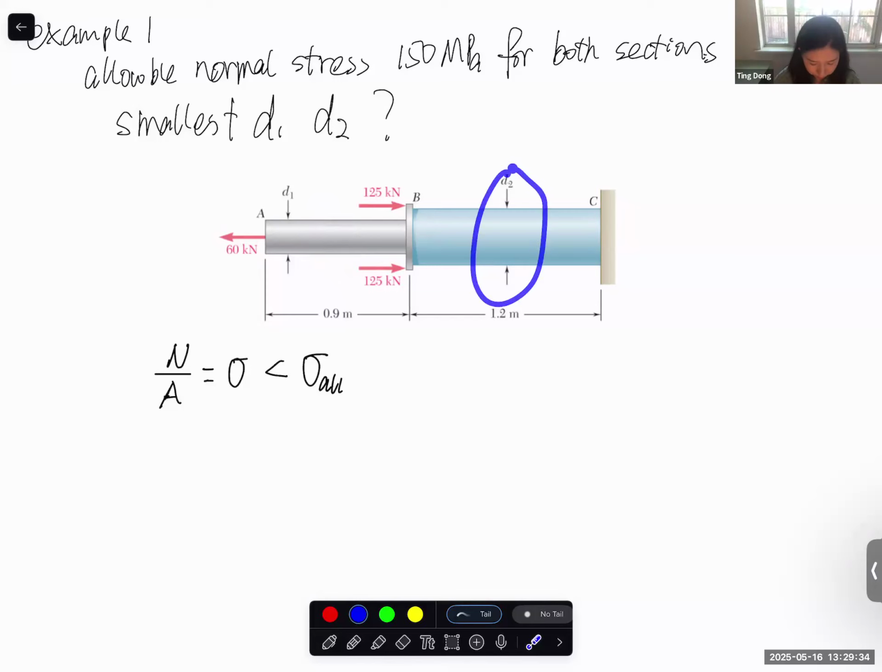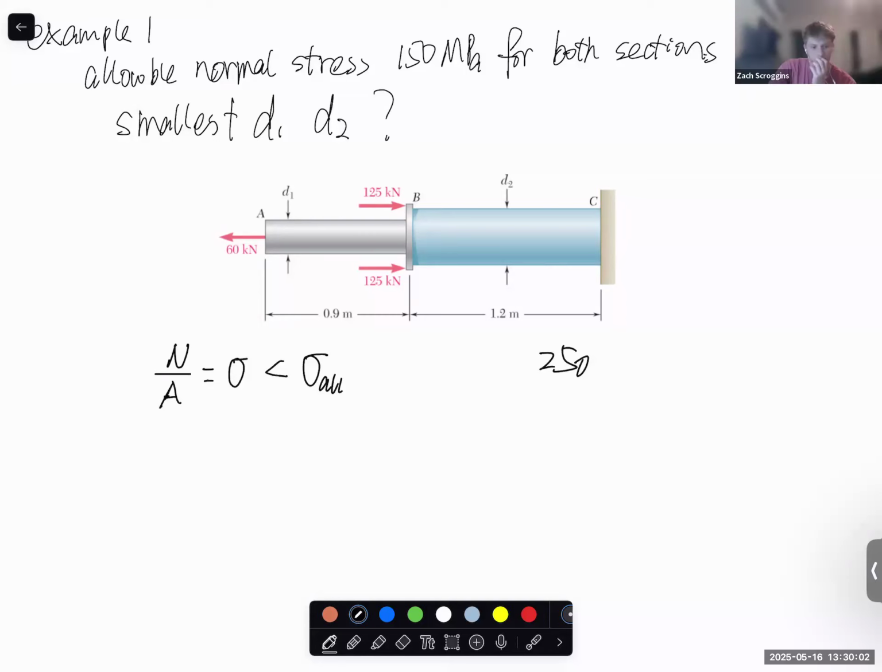What is the internal force in this section? In the BC section. 250 kilonewtons. Sorry? Is it 250 kilonewtons? Or just 125? Think again. What is the internal force? Let's say one answer is, did you say 250? Yeah. Any other opinion? 190.